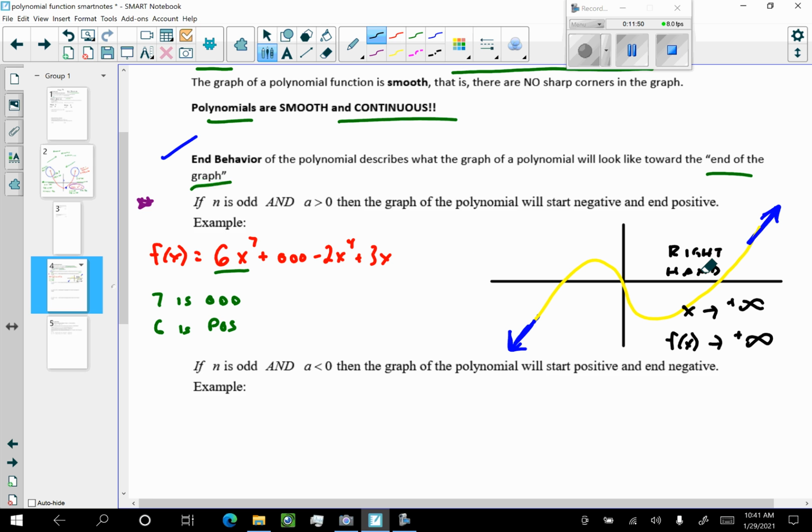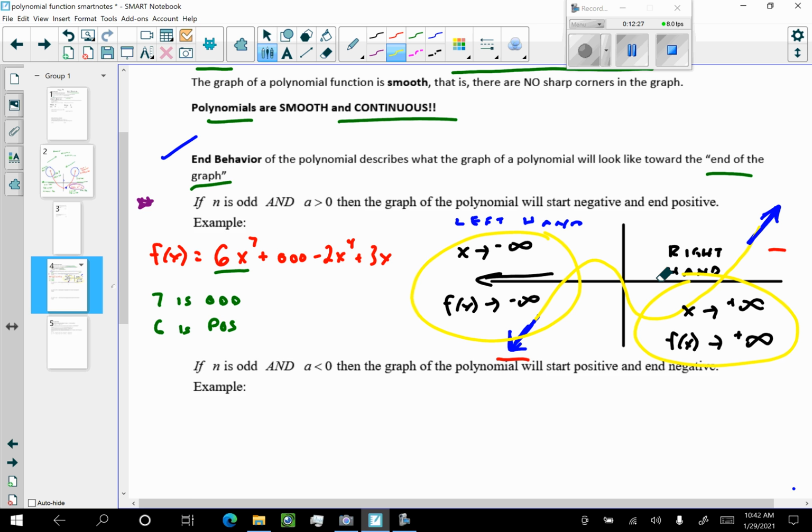And what goes on over here? I'm going to make the statement as x goes to negative infinity, because that's the direction x is going. Where do the function values go? The function values also go to negative infinity. This is your left-hand end behavior. And that's what it means for a graph to start negative and then end positive. As x goes to negative infinity, the function values go to negative infinity. As x goes to positive infinity, the function values go to positive infinity.